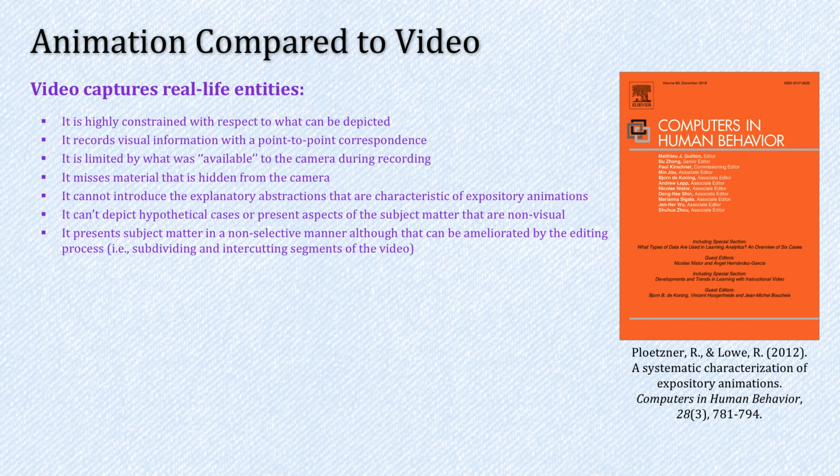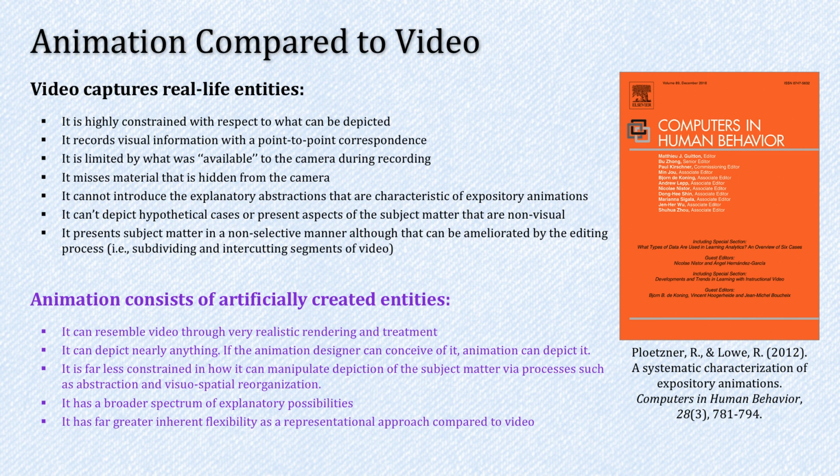Now, in comparison, these researchers argue that animation consists of artificially created entities, and there are some benefits to that. Specifically, animation could resemble video through very realistic rendering and treatment. It can depict nearly anything. If an animator can conceive of it, animation can depict it. Animation is far less constrained in how it can manipulate depiction of a subject matter. And obviously, it can take advantage of processes such as abstraction and visual spatial reorganization.